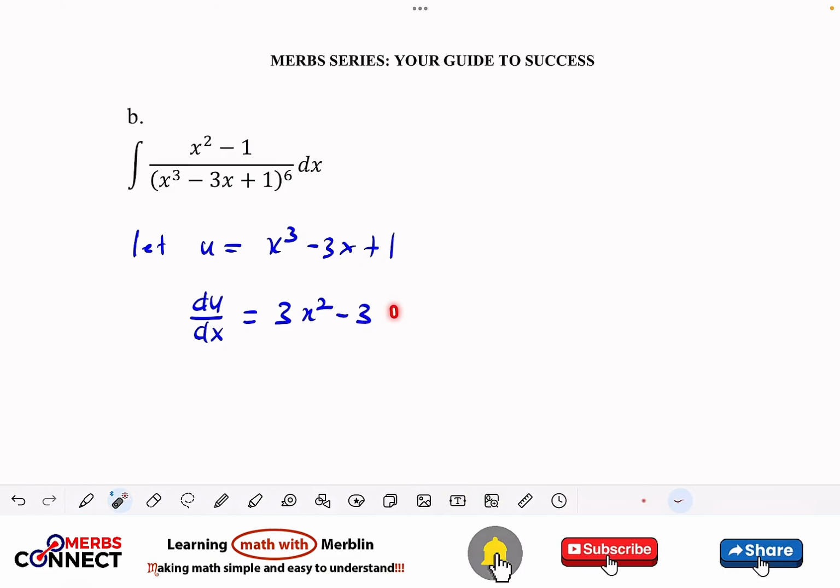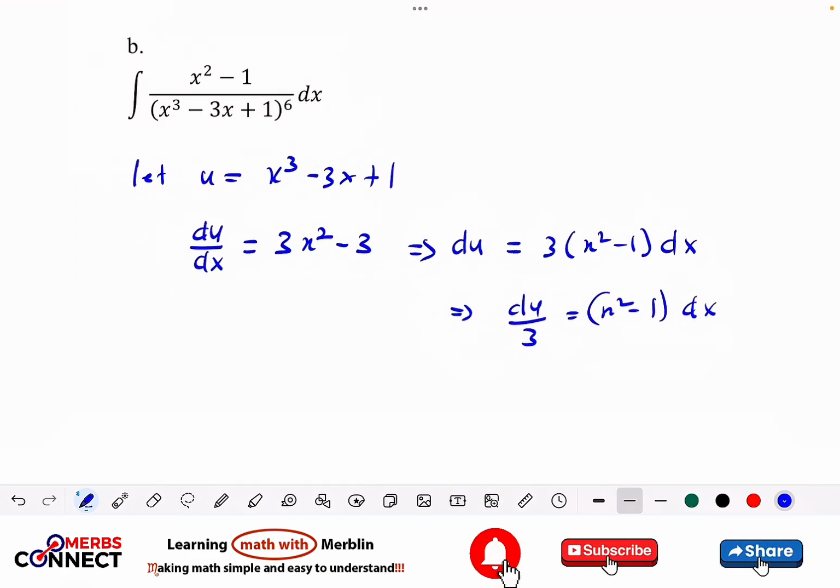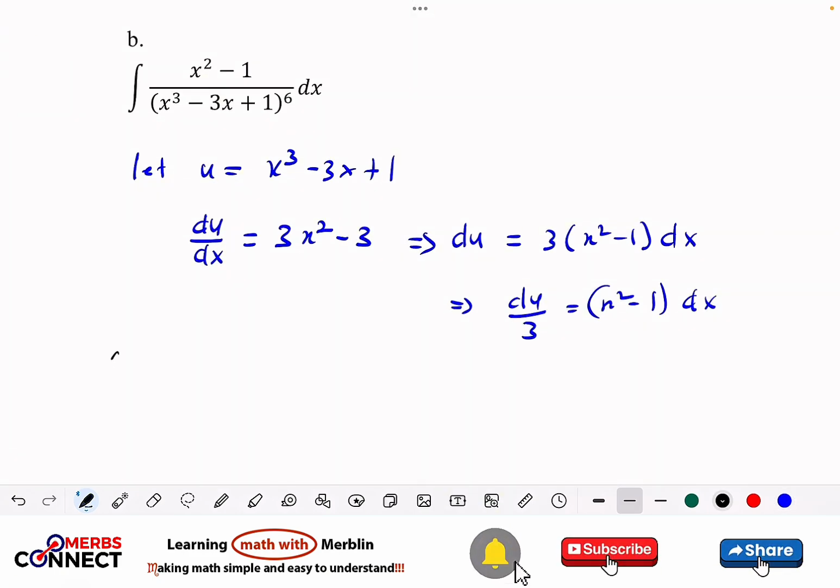And here we can factor 3 out, and we see that we are going to have what is here. So this implies that du is equal to 3 times x squared minus 1 dx, right? And then we can say that this implies that du over 3, I'm dividing through by 3, is x squared minus 1 dx. So now we can start by using the u substitution.